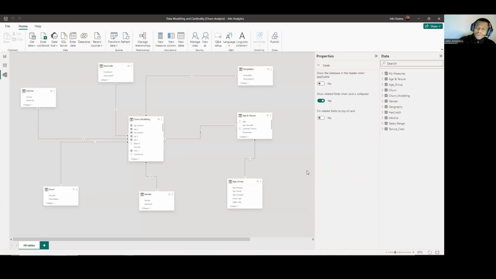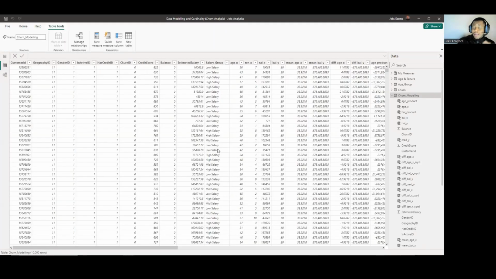Now, the main thing that we want to discuss today is for us to understand differences. Before we get into that, I'll show you one more important table. I talked about two fact tables. Now, why do we have two fact tables? So let's go to age and tenure.